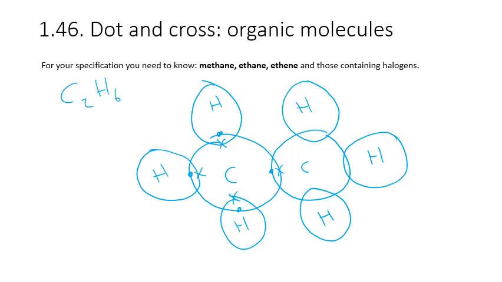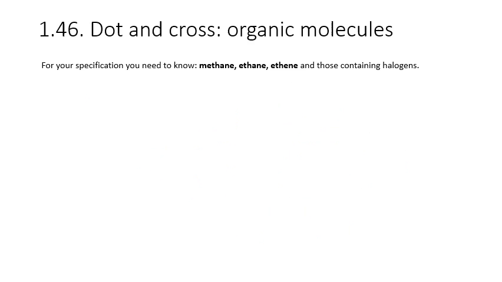Again, the carbon on the right donates 1 electron to each hydrogen and receives 1, and therefore we are now complete. The carbons both have access to 8 electrons and each hydrogen has access to 2, meaning they all have full outer shells. Okay, our penultimate one, ethene.